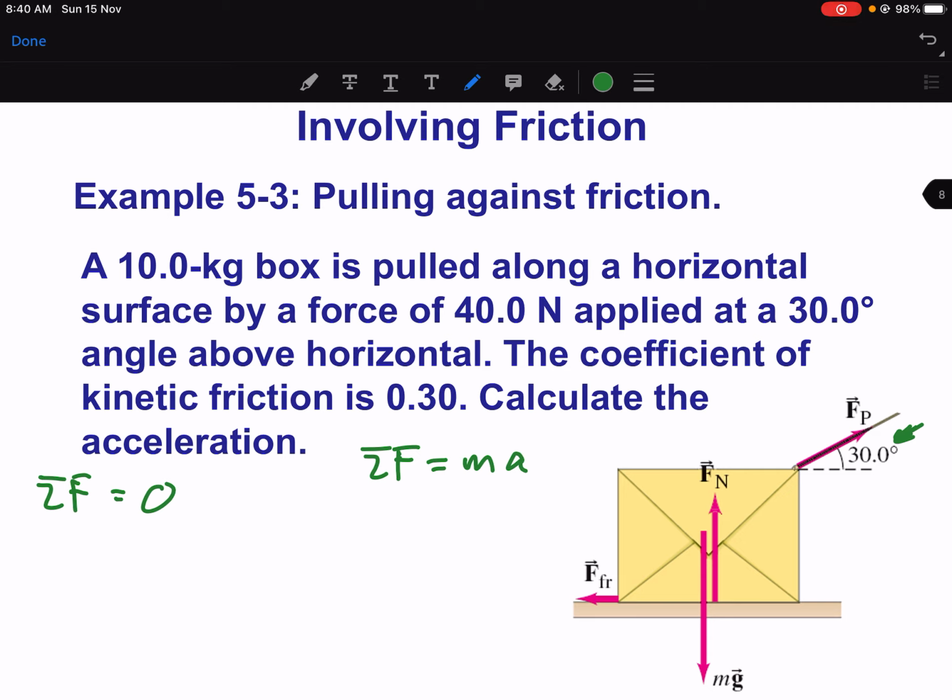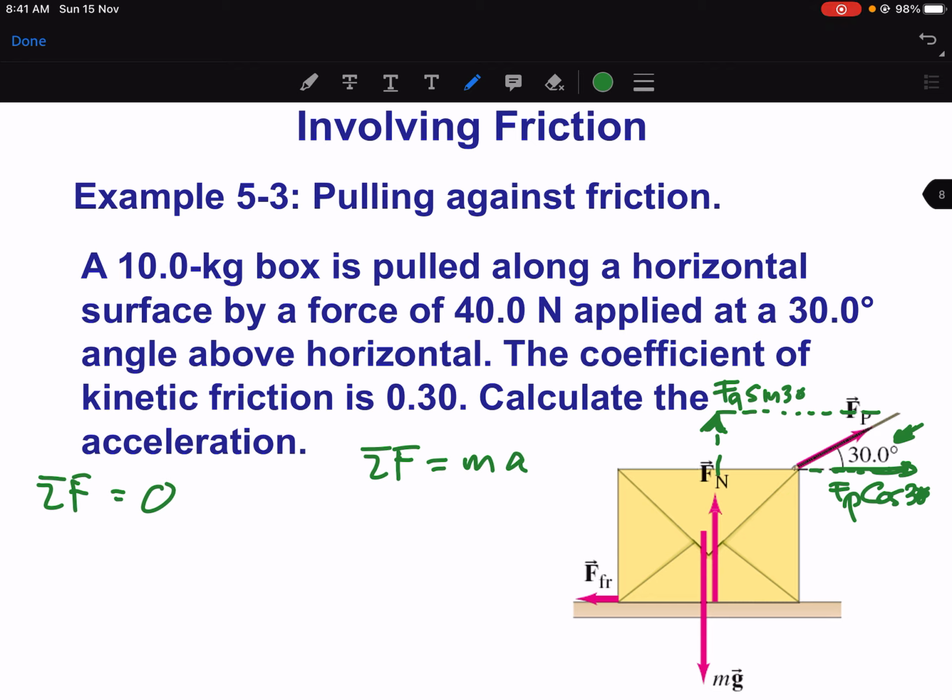Now, if you see Fp here, if we project Fp on the x-axis, which is this way, it will be Fp cos 30. If we project Fp on the y-axis, this one, it will be Fp sine 30.